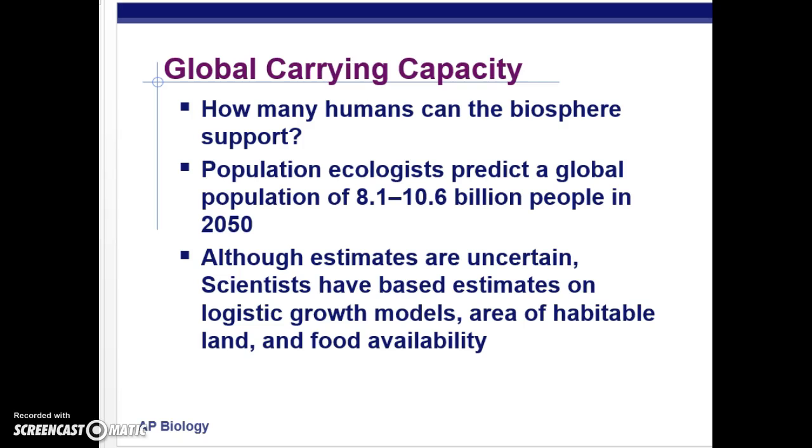So again, thinking about our ability to outthink our limiting factors, we have this whole debate about whether there is a global carrying capacity. How many humans can the biosphere support? There is some thought among population ecologists that 8.1 to 10.6 billion people will be alive in 2050. This is based on estimates from logistic growth models, so actually thinking that there is a carrying capacity based on how much habitable land there is and how much food is available.